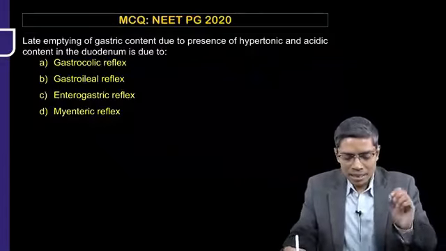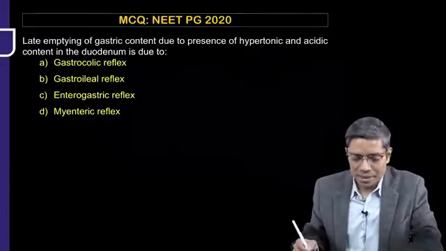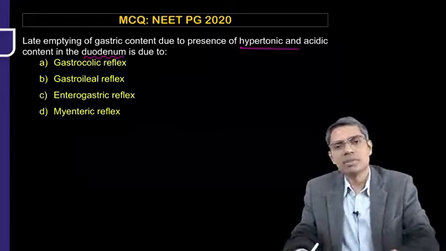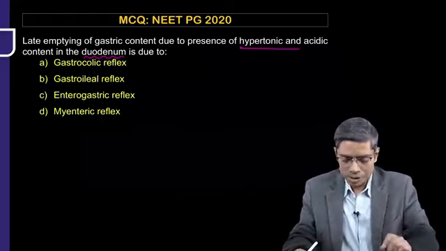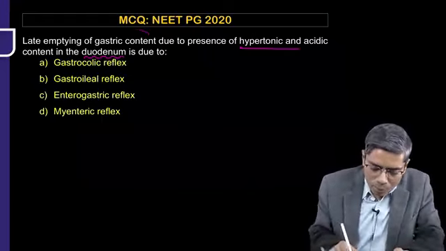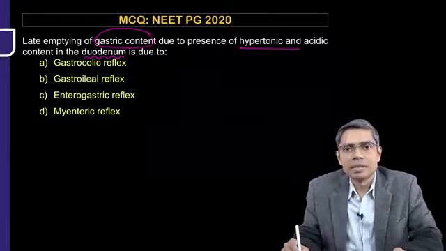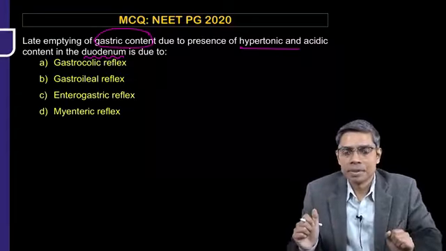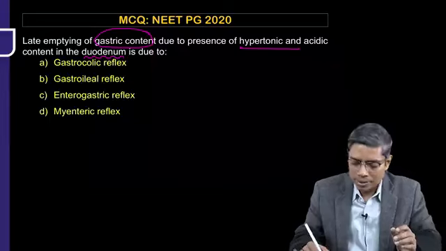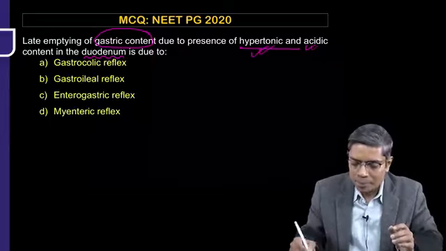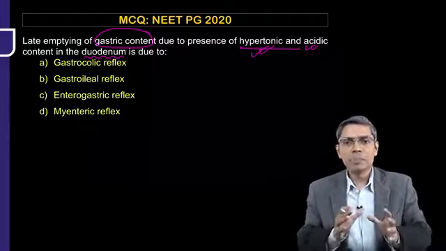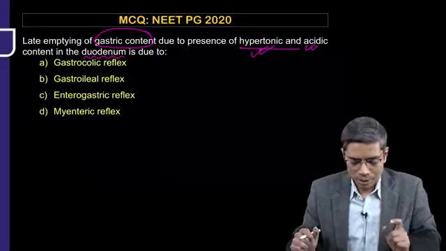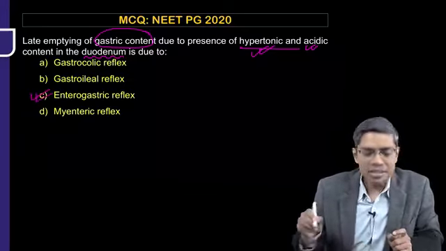So next MCQ: let emptying of gastric content in the presence of hypertonic and acidic content in the duodenum. Look at the question, very specific. This question is regarding the movement of the stomach, due to presence of certain things at the level of duodenum. If there is hypertonic content or acidic content present at the level of duodenum, it hampers the movement of the stomach. It decreases the movement of the stomach by a reflex pathway which is known as the enterogastric reflex.